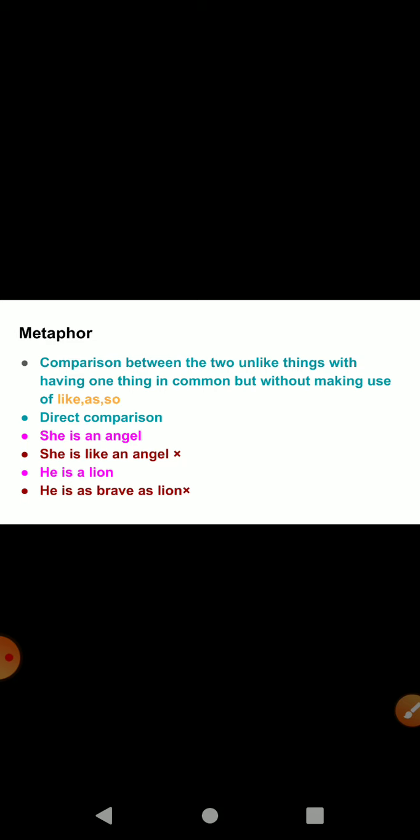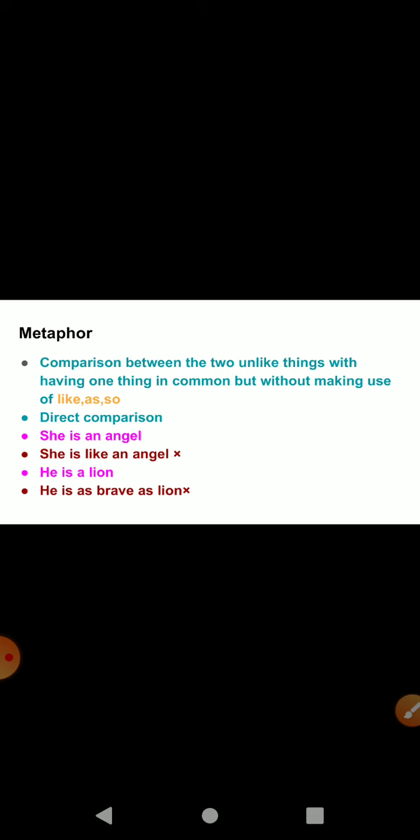We make direct comparison. We say she is an angel. We don't say she is like an angel. We say he is a lion. We do not say he is as brave as a lion. So "as" and "like" are being used in simile. Similarly, there are a few other examples for you. In metaphor, we say he has a heart of stone. We say the city is a jungle.